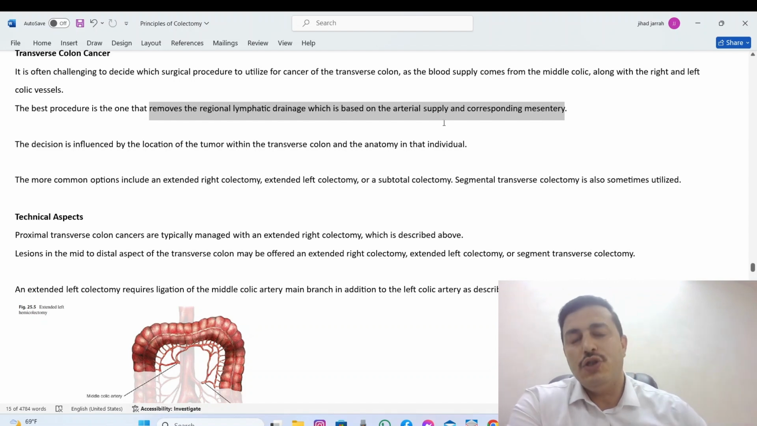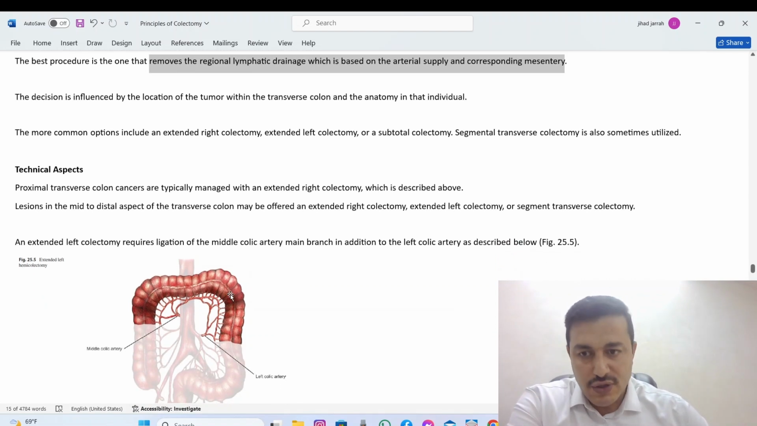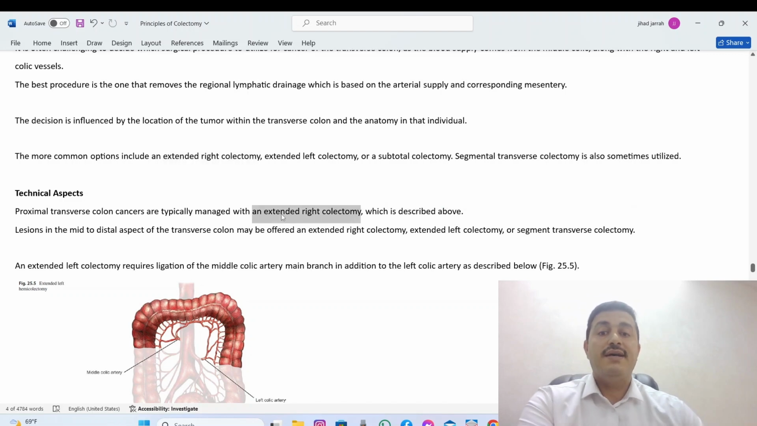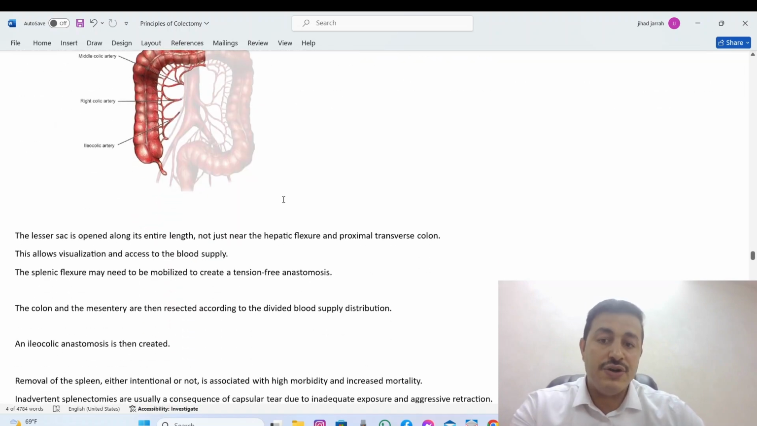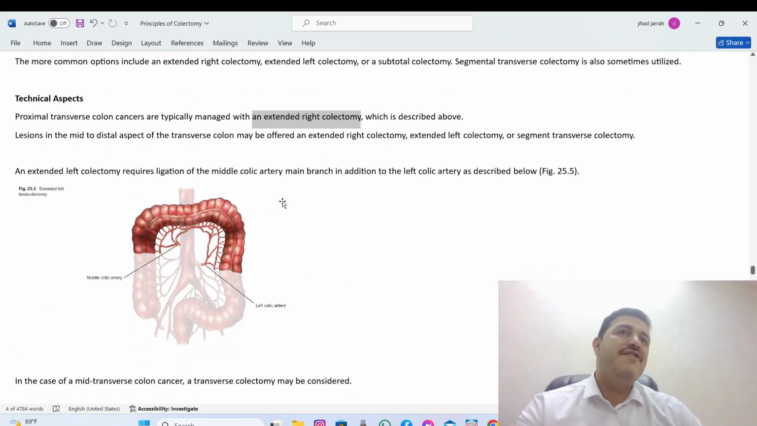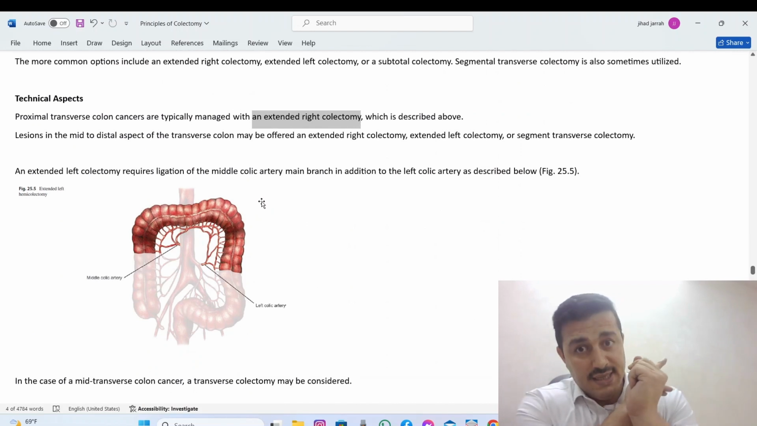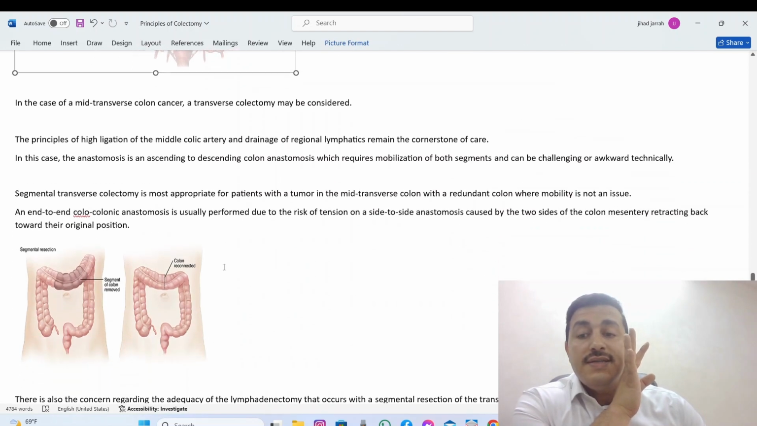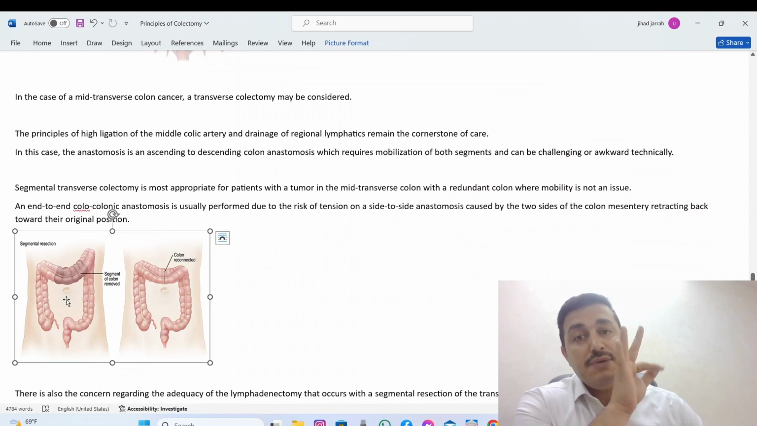with negative margin. To be more clear, if the tumor is in the proximal transverse colon, the decision is to proceed with extended right hemicolectomy. As you see here. Proximal transverse colon cancer is treated with extended right hemicolectomy, as we discussed in the hepatic flexure tumor. If the tumor is more distal, I have many choices: either extended right hemicolectomy or extended left hemicolectomy, as in this picture, or segmental transverse colectomy, as in this picture. I have three procedures.